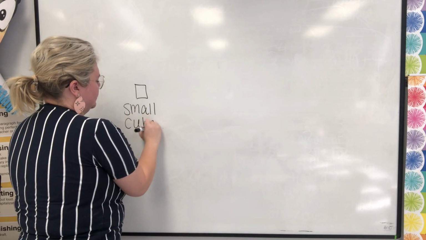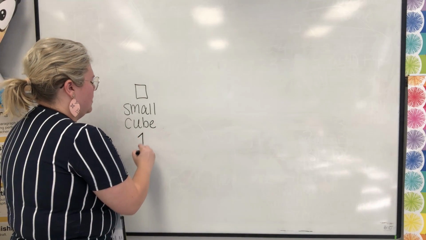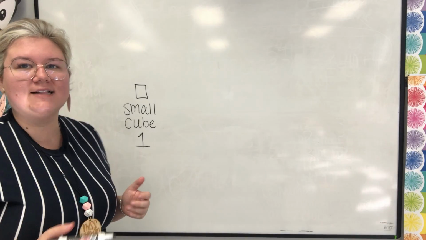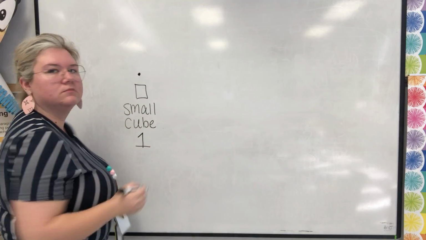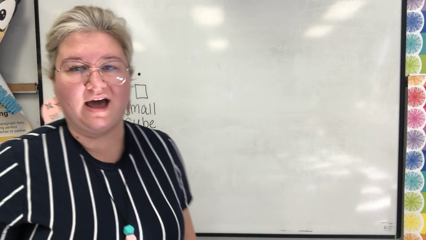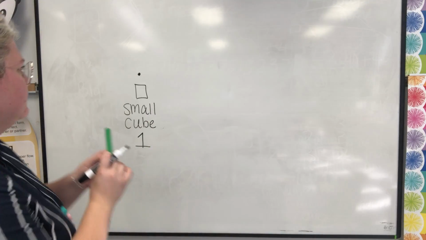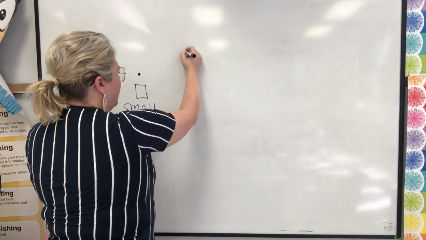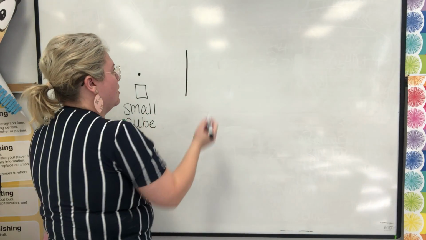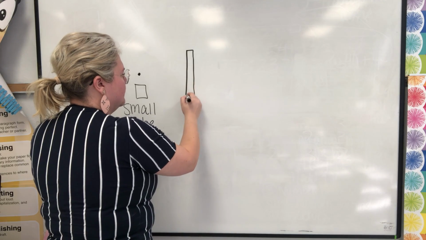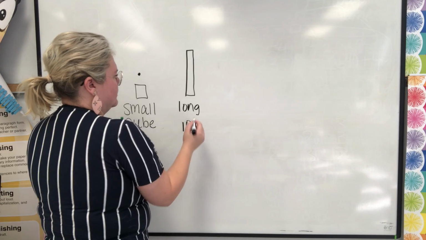And this might be something, if you take notes, this would be good to take notes on. It is 1, it's valued at 1, and that's how I draw a small cube. You can also do it as like a dot. That works too. Sometimes I do that. Then we have our longs. I show a long by a line. Most of the time that's how I draw a long, or I can do a long box. And that's valued at 10. There's 10 in there.